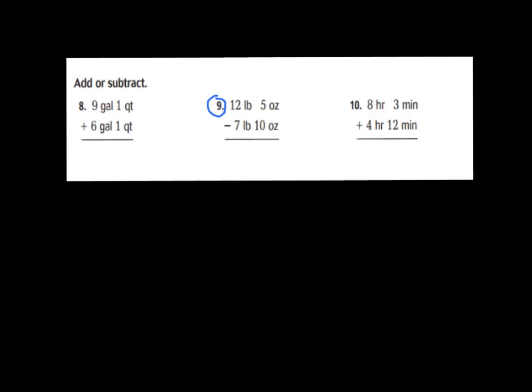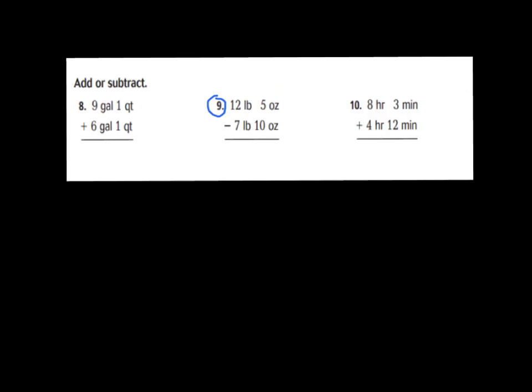A faster way to do it would be to just regroup. But you have to remember how many ounces are in 1 pound in order to do this, because it's different from regrouping with subtraction when it's just whole numbers. So let's go ahead and think about this. How many ounces are in 1 pound? If you were thinking 16, you're right.